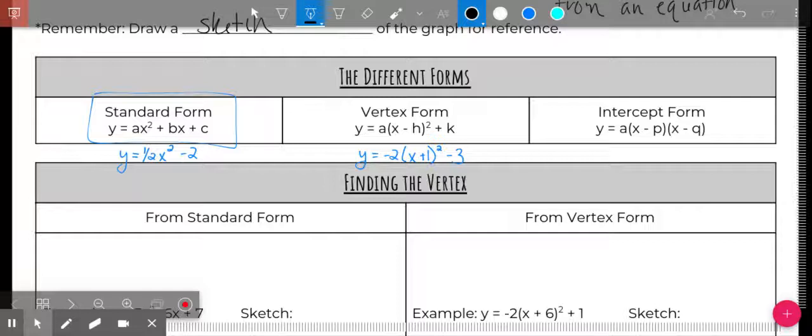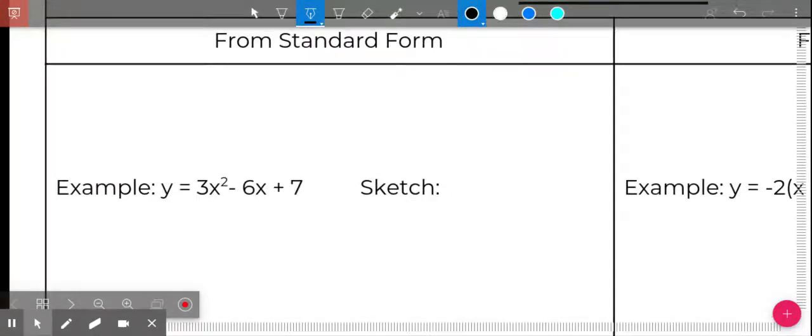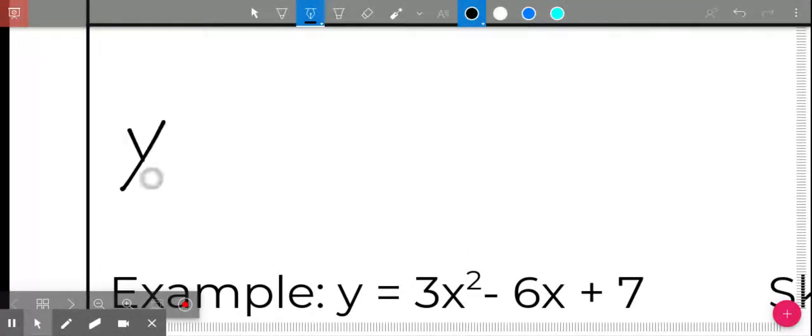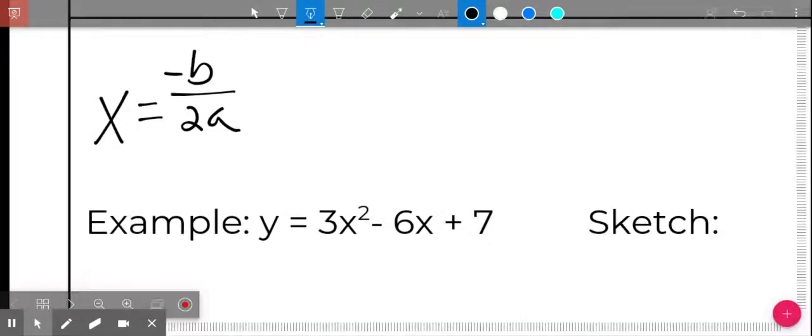So we can find the vertex from these 2 forms. It's actually pretty straightforward. So far we've put those in the calculator and looked at the table to find the vertex. You can also find the vertex without having to do all that just by looking at an equation. So our first one is from standard form. Anytime we are using standard form, we're going to use a little equation called x equals -b over 2a. That'll give us our x value, and then we plug it back in to find the y value that goes with it. So this is going to be like our input.